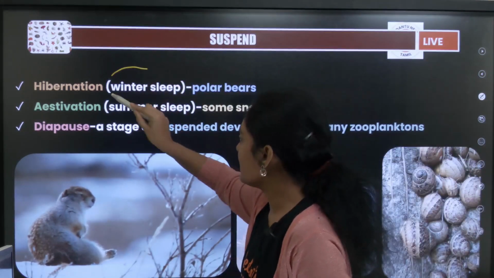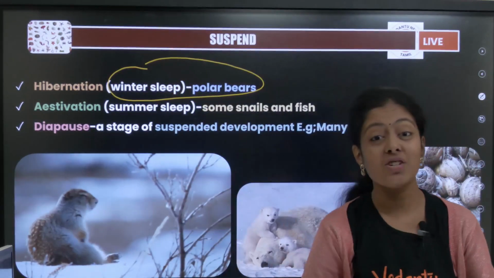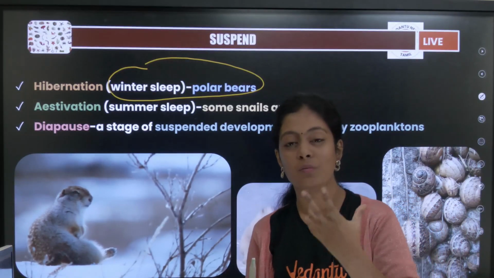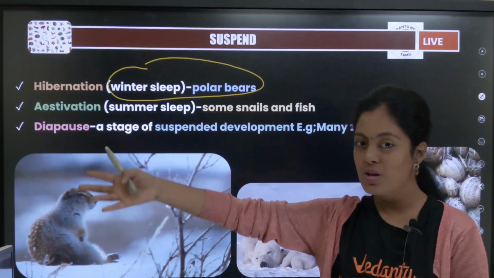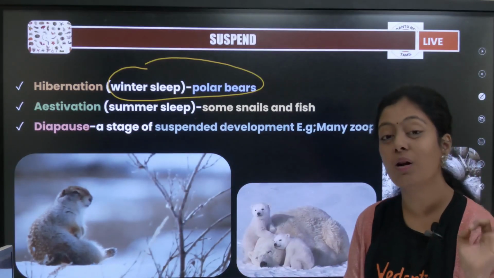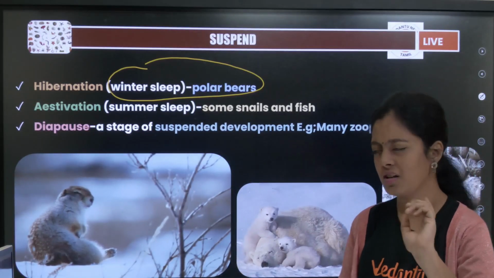You have winter sleep. I think you guys would have seen Masha and the Bear. Masha and the Bear, what does a bear do during winter? It gets into a deep sleep for months together. Correct? So that is what we call hibernation. I just said it so that you can remember.